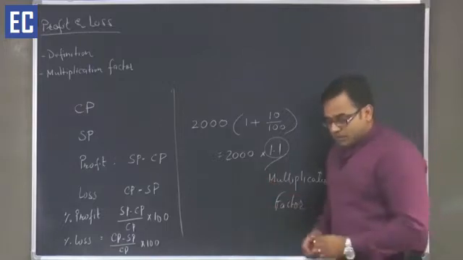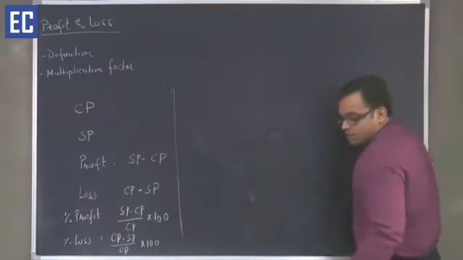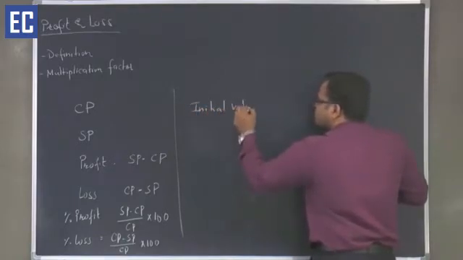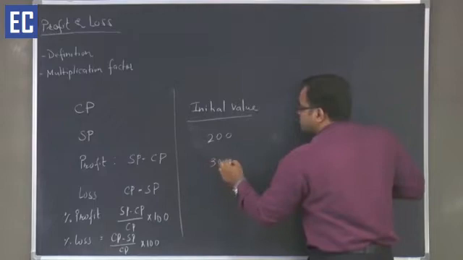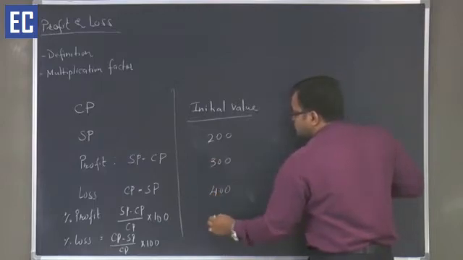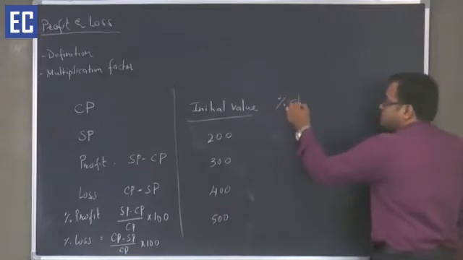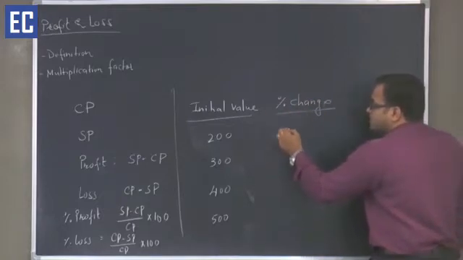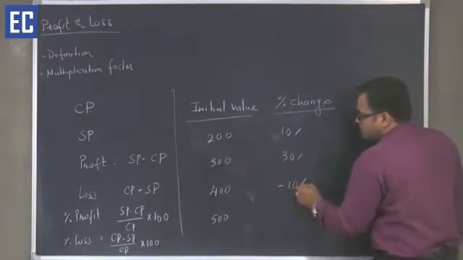So how do we use this multiplication factor? Let us say the price of an item is the initial value. Let us say the initial value is given as 200 in the first case, 300 in the second case, 400 in the third case, 500 in the fourth case. The percentage change, let us say, is 10% in this case, 30% here, minus 10% here, and minus 40% here.